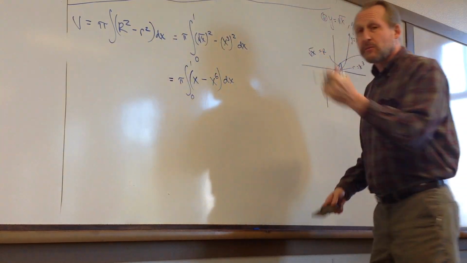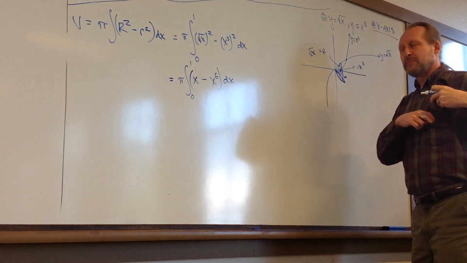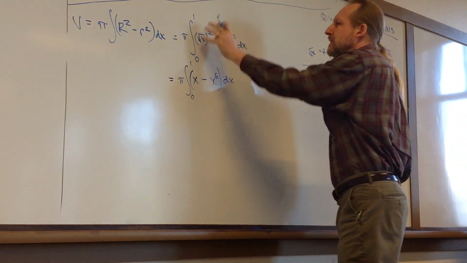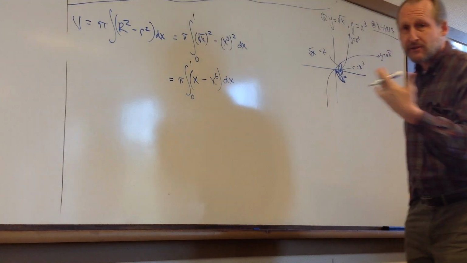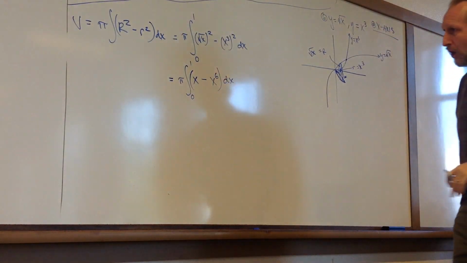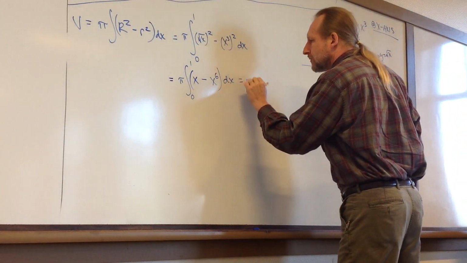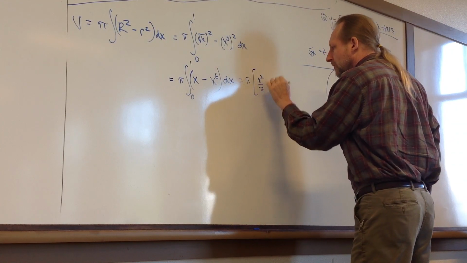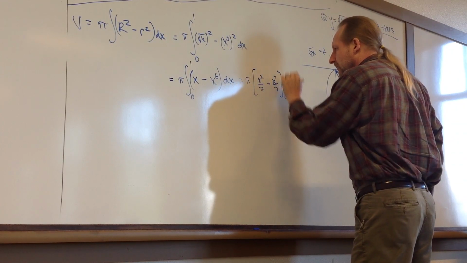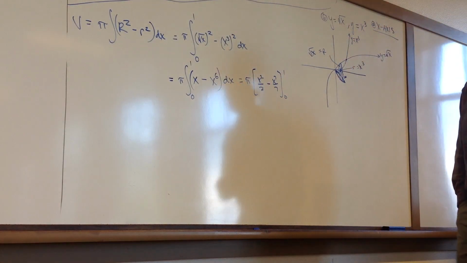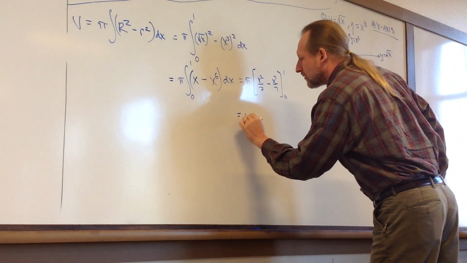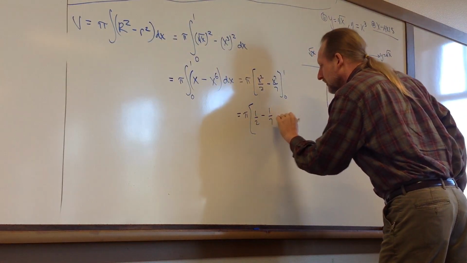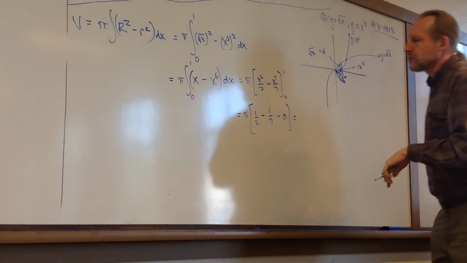And if you've forgotten some of your rules of exponents, please do refresh your memory. I hate to see people make mistakes in this part of the problem rather than the calculus part. Okay, so let's do the integration. This will be x squared over 2 minus x to the 7th over 7 from 0 to 1. So if we plug those values in, we'll get a half minus a 7th, and then minus 0.